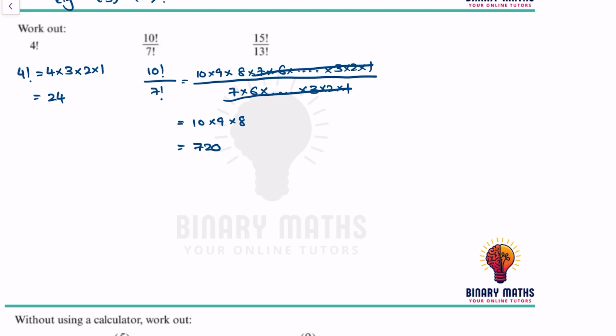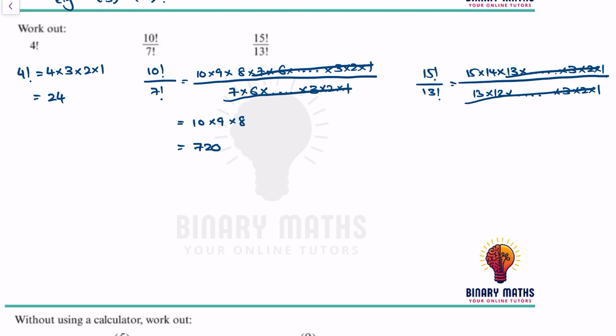And if I do 15 factorial over 13 factorial, that is 15 times 14 times 13 times and so on down to 1, over 13 times 12 and so on down to 1. Cancel out all the common factors in the numerator and denominator, which means all you're left with is 15 times 14. 15 times 14 is 210. So that was getting used to the factorial notation.